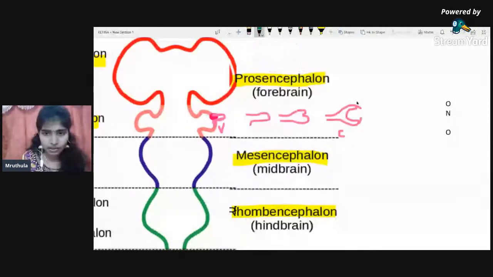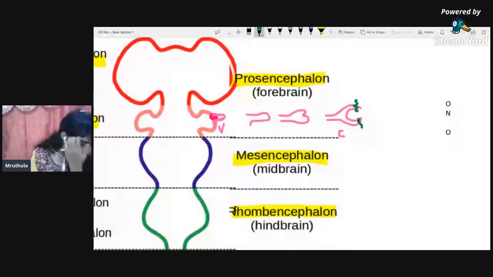Guys, do you remember what name I mentioned? What is the lining or the margin that separates the optic and the non-visual part? Can you remember? So what is the lining that separates the optic part and the non-visual part? What do we call it?